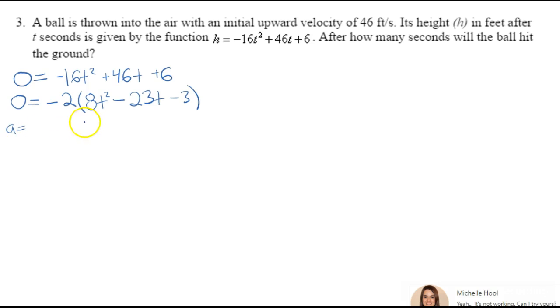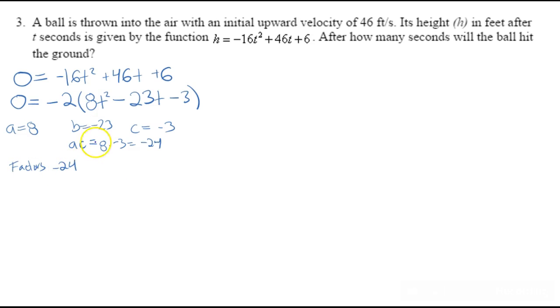So I usually write our a, b, and c to start. In this case, a is 8, b is negative 23, c is negative 3. Remember, we're looking for factors of ac in this case. So 8 times negative 3, which is negative 24. So that means I'm looking for factors of negative 24 that add up to, or sum to, negative 23. The first one that comes to my mind is 1 and negative 24, which 1 plus negative 24 is negative 23. So that is the factor pair that works out.